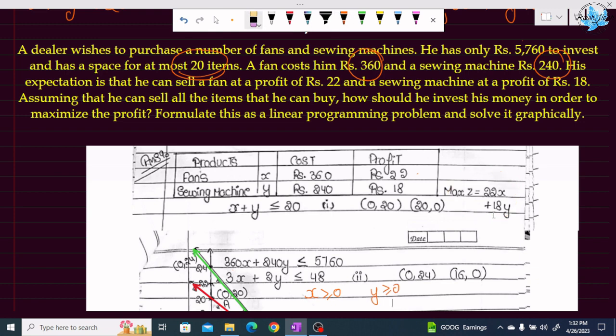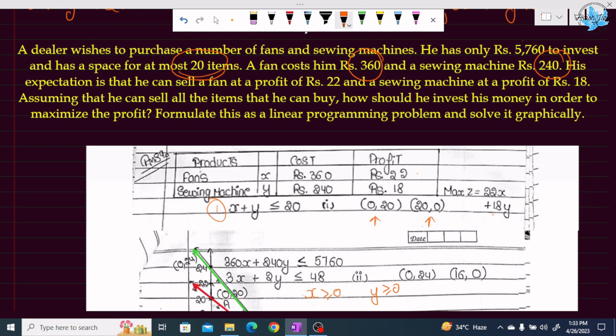Now the next step is to draw the graph. To draw the graph we have to find the minimum 2 points to draw a line. So from the first constraint, X plus Y is less than or equal to 20, first take X to be 0, then you will get Y equals 20. So the first coordinate will be 0 comma 20. Then for the second coordinate consider Y to be 0, then you will get X to be 20. In this way you find the coordinates of the first equation.